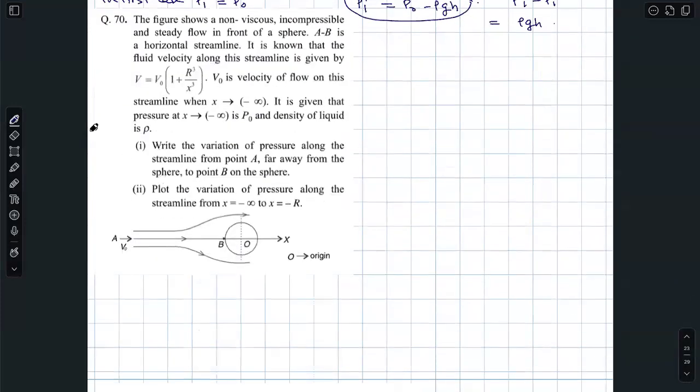Question number 70. The figure shows a non-viscous, incompressible and steady flow in front of a sphere AB. You can see that A to B is a horizontal streamline. It is known that the fluid velocity along the streamline is given by V naught times (1 plus R cube by X cube). V naught is the velocity of flow on the streamline as X tends to infinity. It is given that the pressure at X tends to minus infinity is P naught and the density of the liquid is rho.